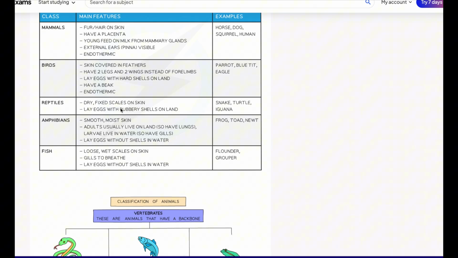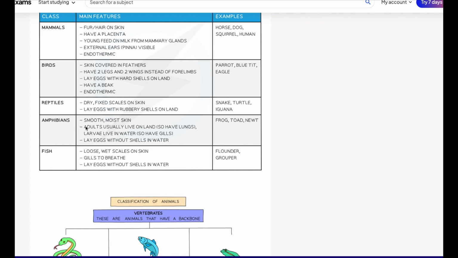Number 3, we have the reptiles. The reptiles have a dry, fixed skin or scales on their body, like you see in the alligator and the crocodile. They have very strong, dry scales as their outer layer, and they lay eggs with rubbery shells on land. A good example is snake. Snake falls in the reptile group. Turtle and iguana also fall in the reptile group.